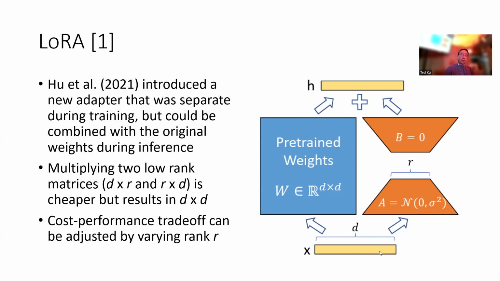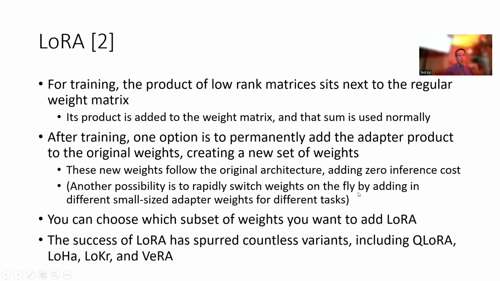But the interesting thing is the way it works is this B gets initialized to all zeros. And when you multiply the two of them together, initially you get all zeros. So that means that when you add this to your pre-trained weights, nothing happens. So the model starts out exactly as the original model. But as A and B slightly modify, then that allows the model to vary. Okay, so I think I covered this.